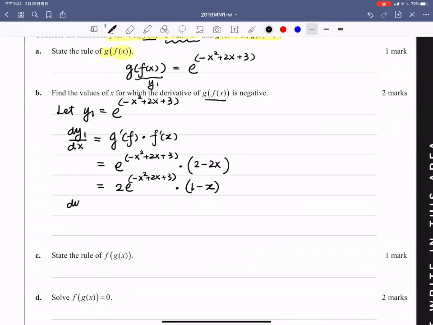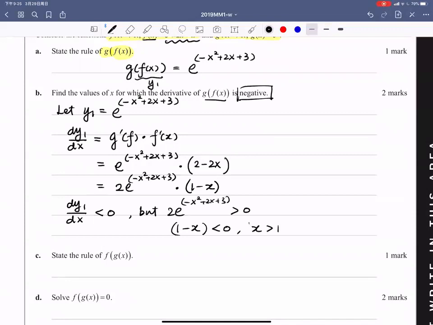Now I want dy1/dx smaller than 0 because the gradient, the derivative, is negative. But 2e to the power of minus x squared plus 2x plus 3, whatever value we take, it must be positive. Therefore, I can only have 1 minus x, the linear term, negative. So my x will be greater than 1.